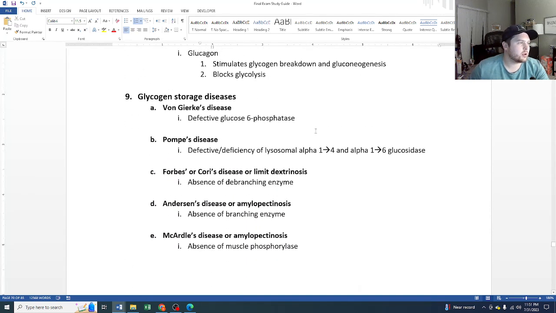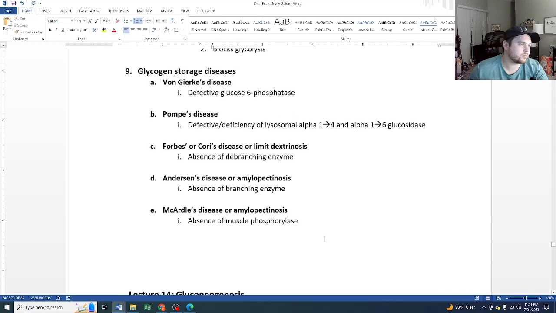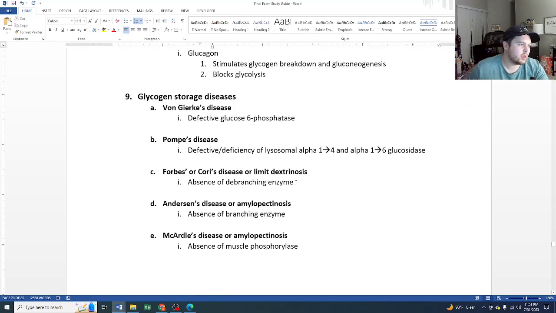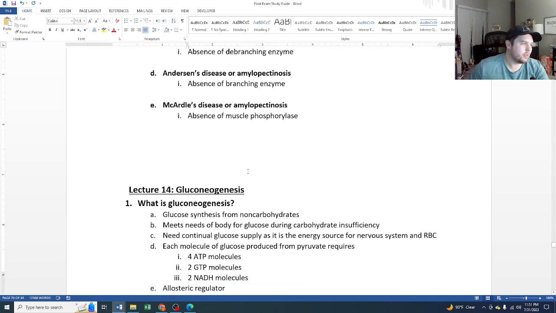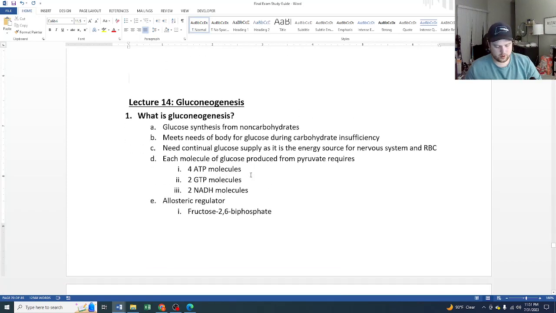Some of our glycogen storage diseases: von Gierke's disease, Pompe's disease, Forbes or Cori's disease, Anderson's disease, and McArdle's disease. You can just lump these together. Just remember which enzyme is affected by each of these. Okay.